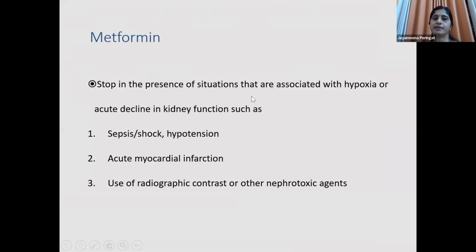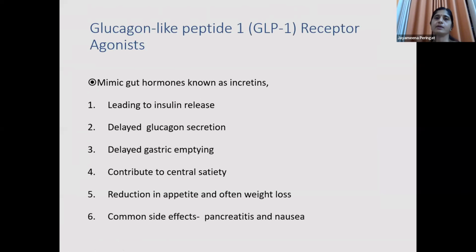These are the conditions where holding metformin would be of real help: if the patient is having any active infection, or any acute myocardial infarction, or you're going to have a planned coronary angiogram, or using other nephrotoxic agents.